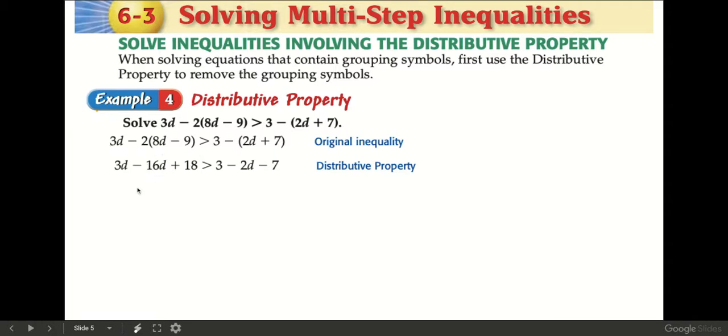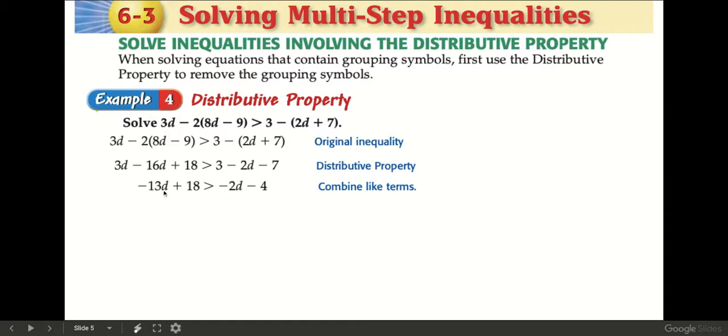So maybe the easiest place to start here would be to combine like terms. So I have 3d minus 16d. That's going to give me minus 13d. And then here I have 3 minus 7. 3 minus 7 is negative 4. Now I can go ahead and keep working.